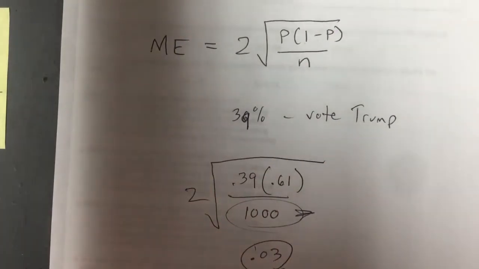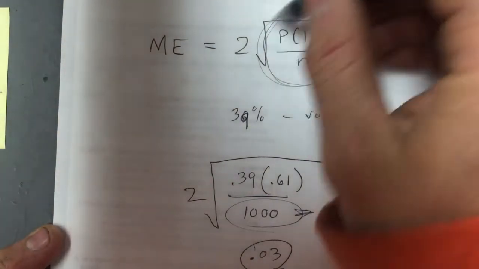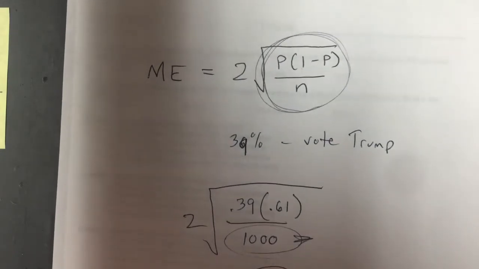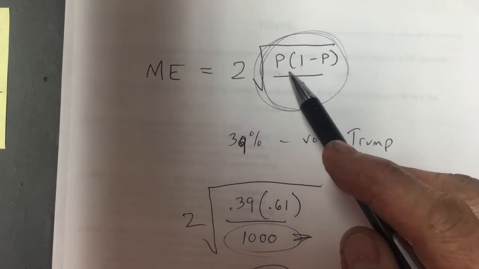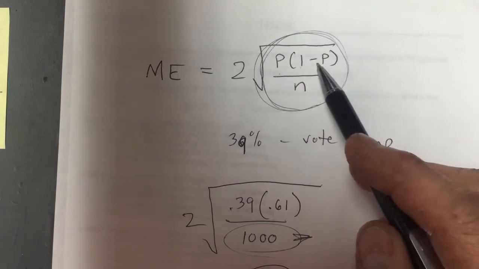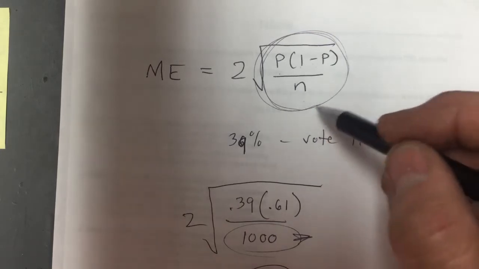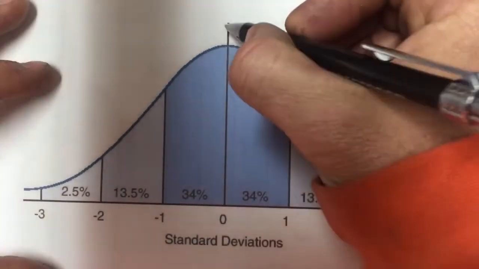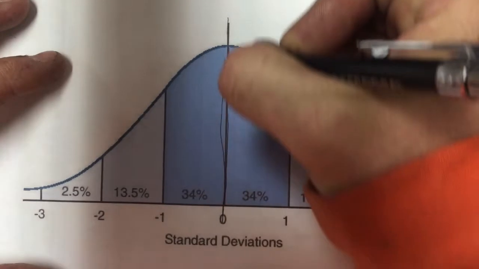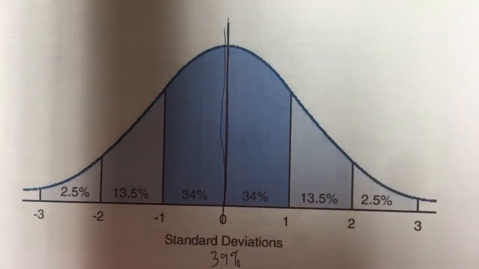Now, basically what this means, this right here is your standard deviation. When you have a percentage of something times the percentage of it not happening, and then divide by how many people you polled, this is your standard deviation, basically. And so if you look at the curve that we've talked about before, right here's my average. So like on this right here, Trump was 39%. That was the average, what we come out with.